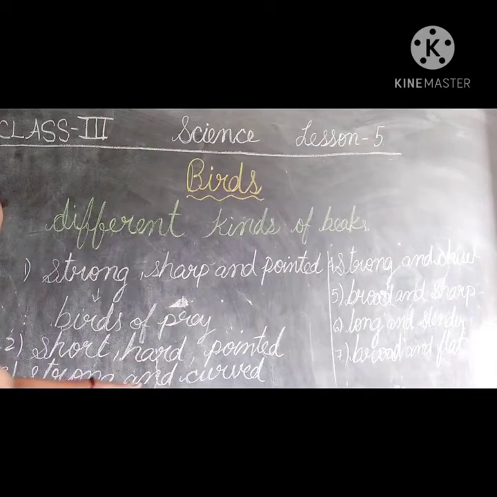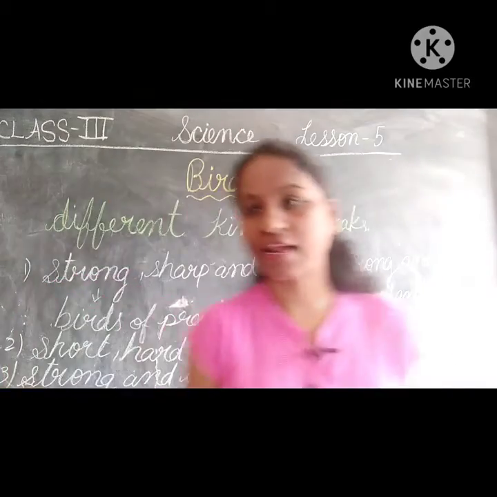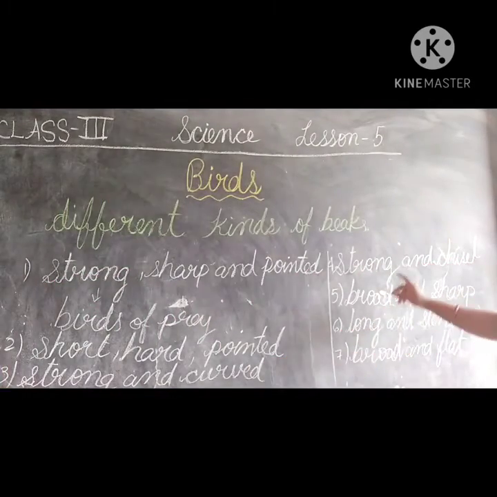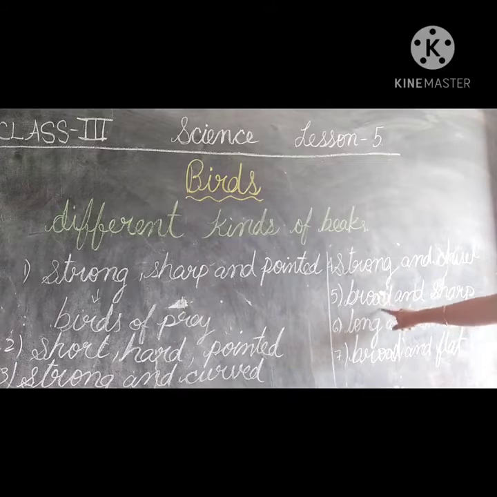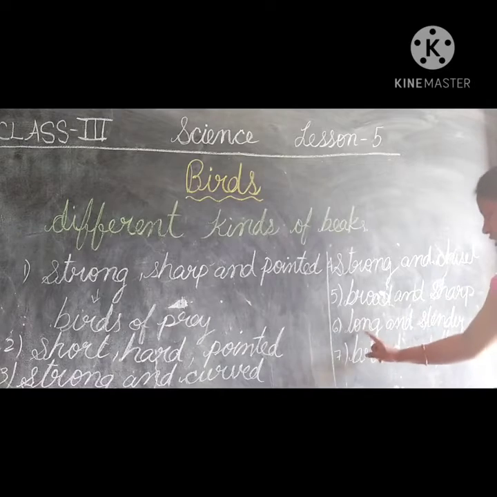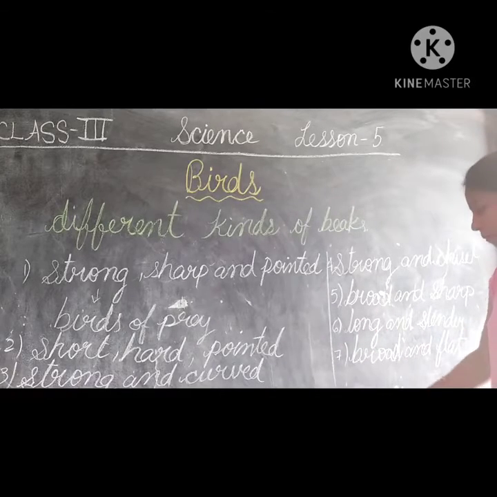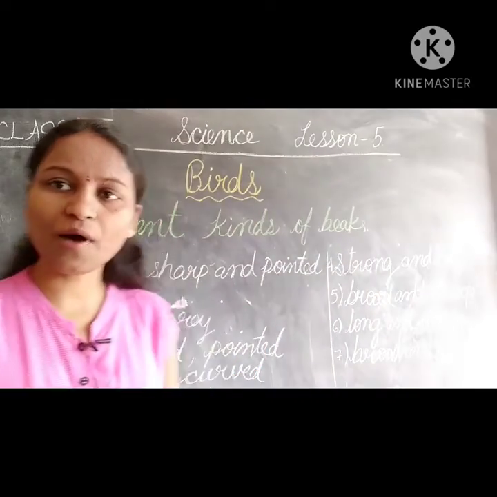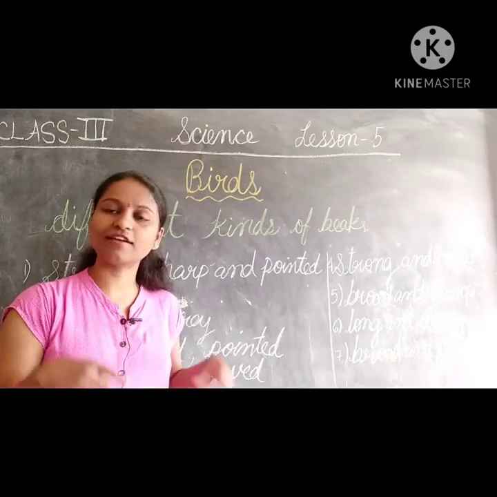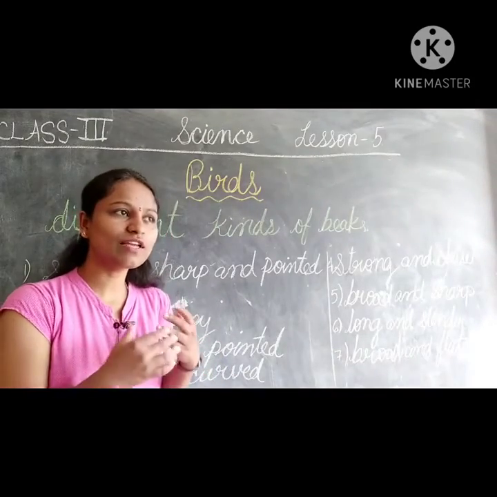Strong and curved beak is obviously the parakeet or parrot. Long and chisel type of beak is for the woodpecker. Next, broad and sharp beak is for the swallow. Long and slender beak is the hoop, and the last one, broad and flat beak, is for what? Duck.